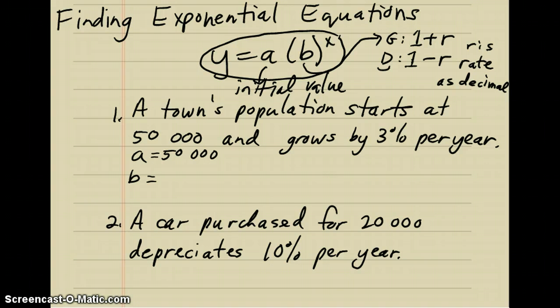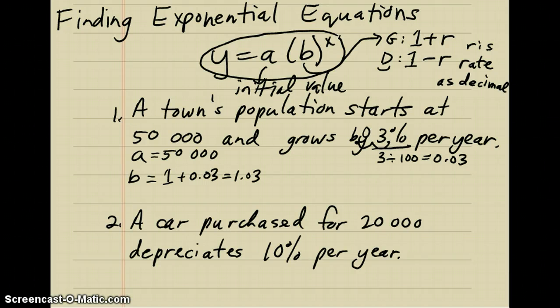We're given a rate as a percent, right? A percent means out of 100. So if you do on your calculator 3 divided by 100, you will get 0.03. Or alternately, you can move the decimal over twice and fill in a 0. So we need to do 1 plus 0.03, which will be 1.03.